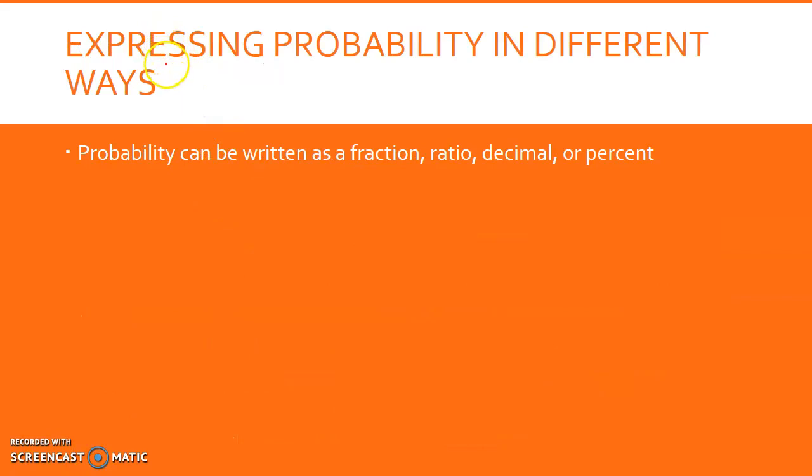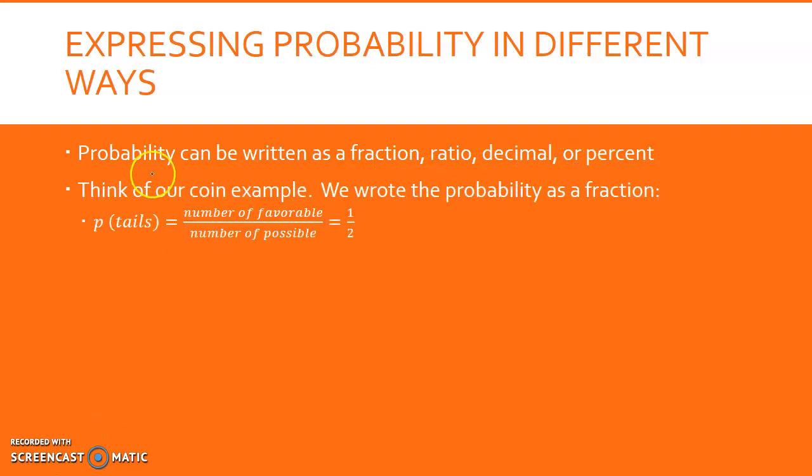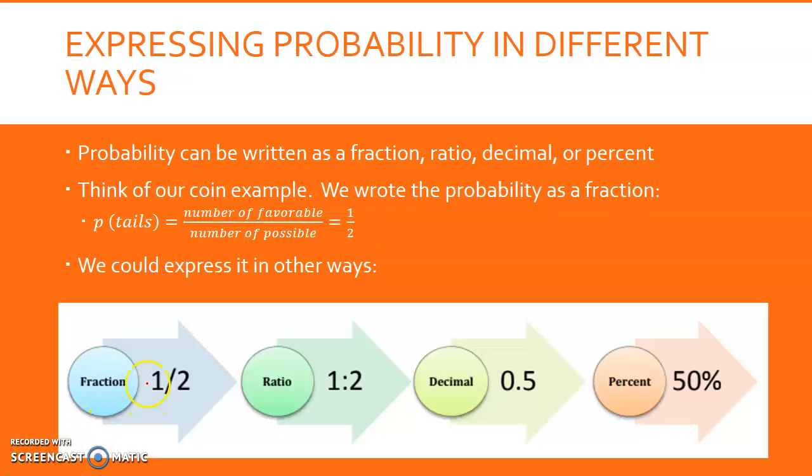Now we can express probability in different ways, though. We can write it as a fraction, but we can also write it as a ratio, decimal, or percent. So if we think back to our coin example, we wrote it as a fraction, number of favorable divided by the number of possible. That gave us 1/2. But we could express it in other ways. So here we have an example. We can write it as a fraction, 1/2. Here's how a ratio would look. 1 to 2. We have these two little dots in between to make it into a ratio, and we think of that as a ratio of 1 to 2.